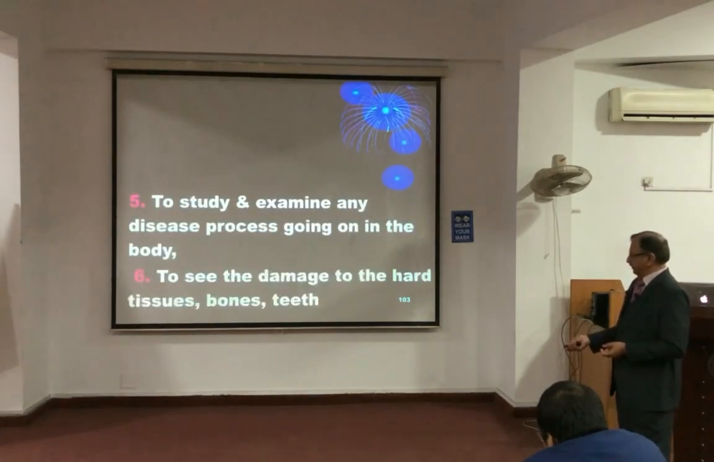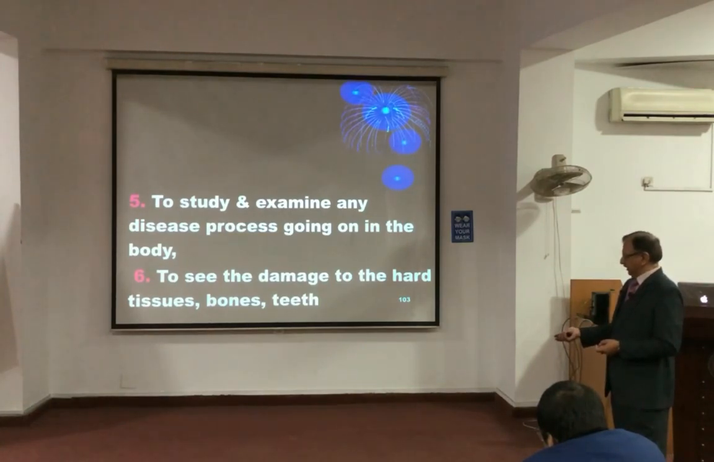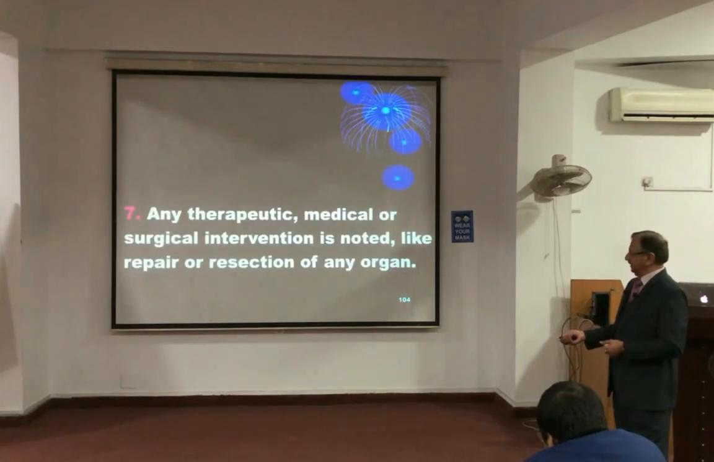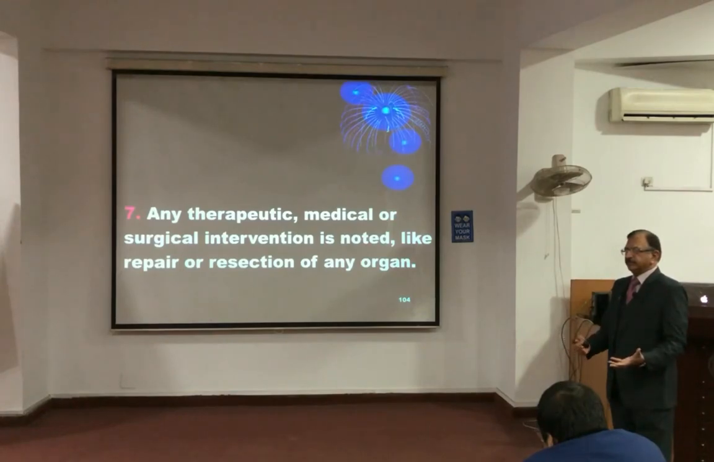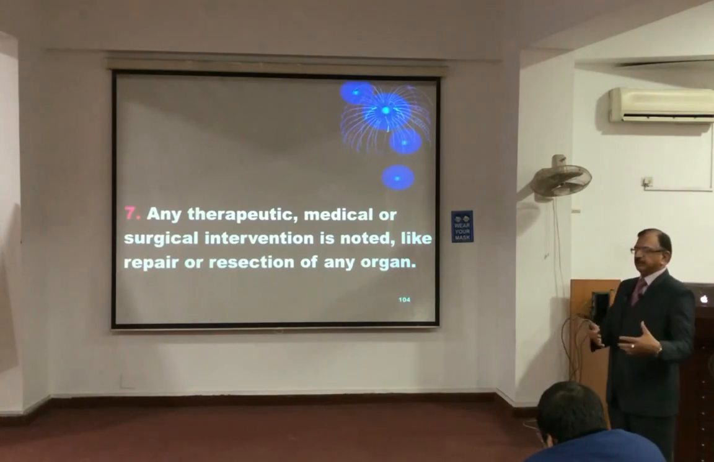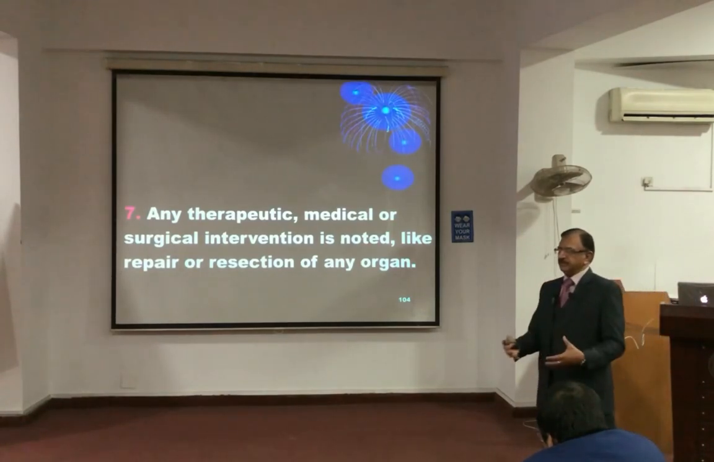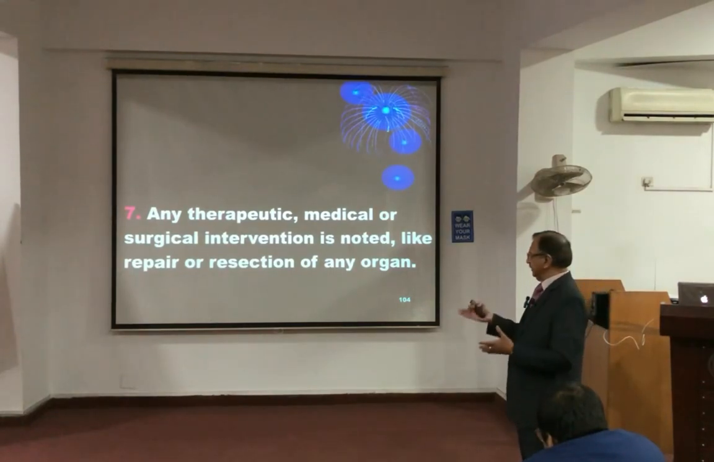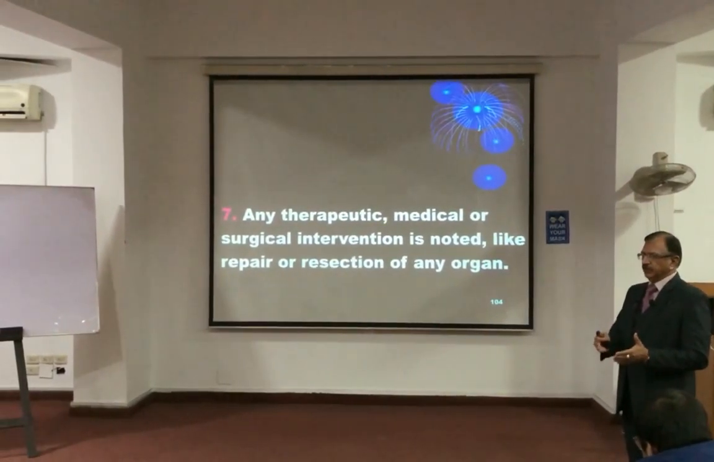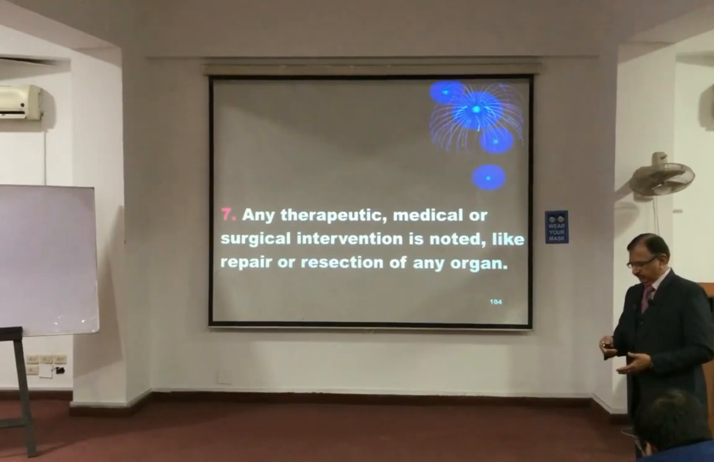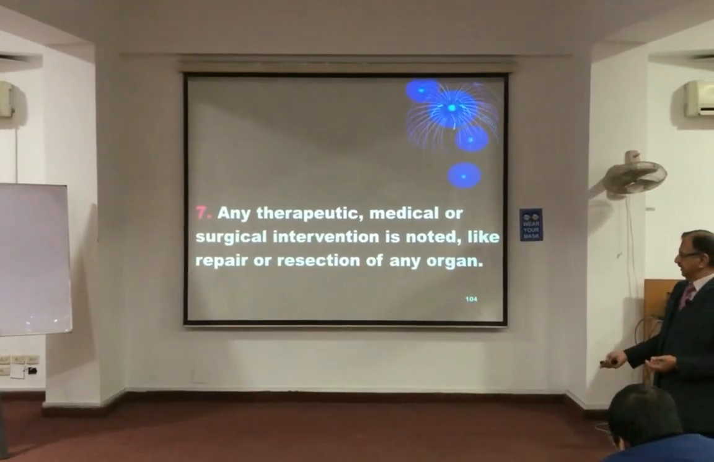Then disease process: you can collect the tissues which are undergoing some pathology, and some injuries if they are being reflected. Then therapeutic intervention: if they have done a splenectomy, a nephrectomy, or stitching and anastomosis of the intestine, all these should be noted down and you will correlate with the surgical notes also.